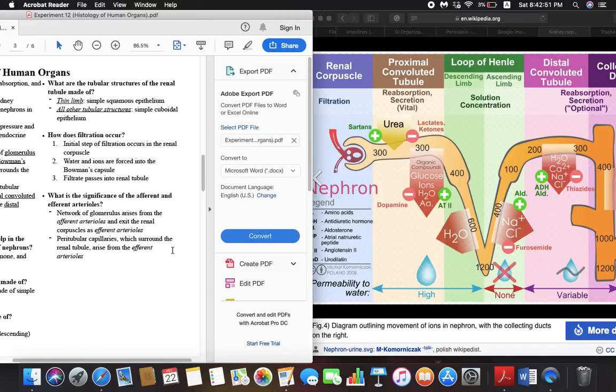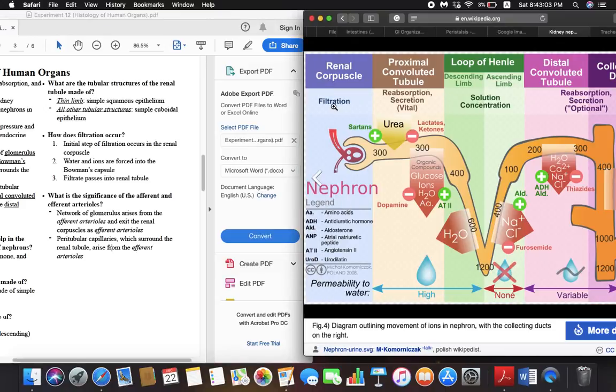Now, what is the significance of the afferent and efferent arterioles? You might have noticed while you were memorizing the diagrams that we need to know something known as the afferent arterioles and the efferent arterioles. Basically, the glomerulus comes from the afferent arterioles. So it arises from the afferent arterioles, but it leaves the renal corpuscle as efferent arterioles. So this part afferent, this part efferent.